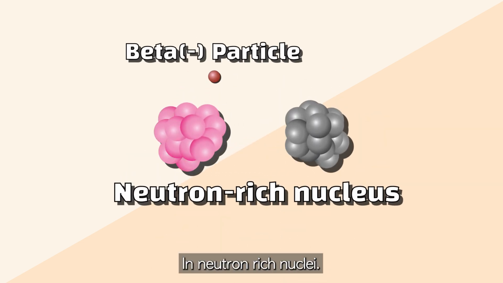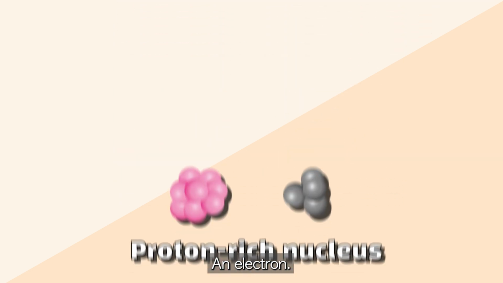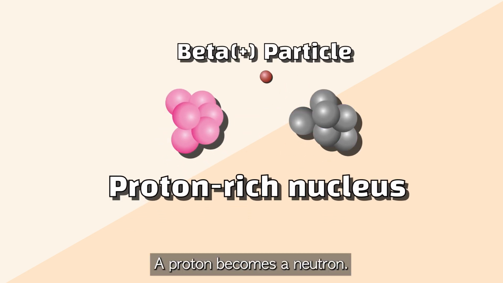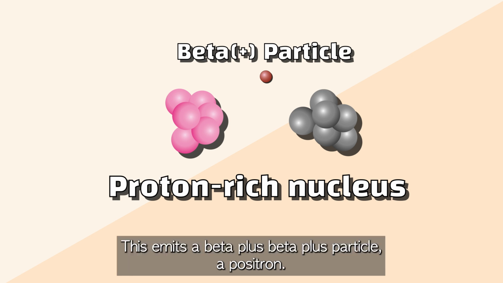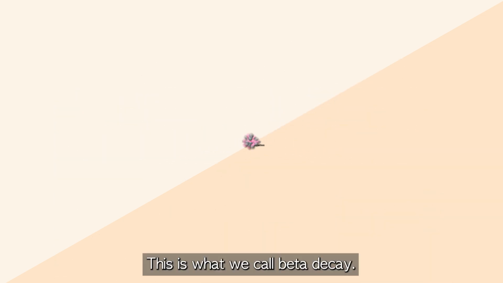In neutron-rich nuclei, a neutron turns into a proton. This emits a beta minus particle, an electron. In proton-rich nuclei, a proton becomes a neutron. This emits a beta plus particle, a positron. The purpose is to restore balance between neutrons and protons. This is what we call beta decay.